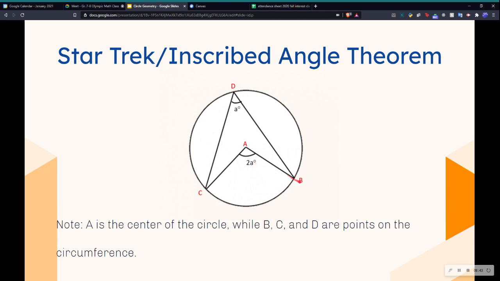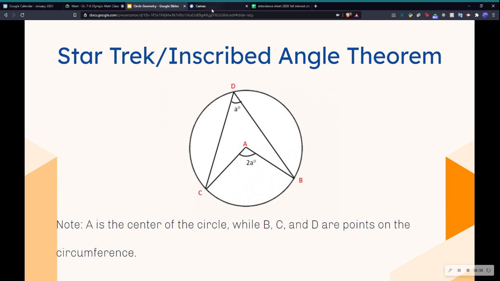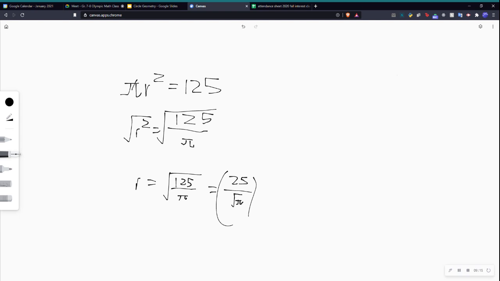You have this angle right here, you call it BAC or CAB. So angle A right here is twice the value of angle D right here. So this is 2A degrees, and then this is A degrees. And yeah, any questions about this theorem before I move on to the proof? Do you guys understand what this is about? No questions? All right, I'm going to prove this then.